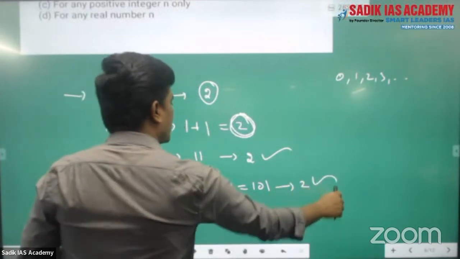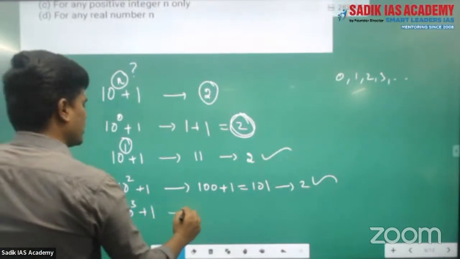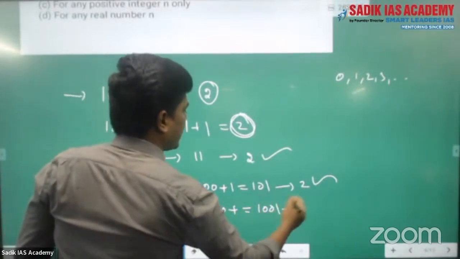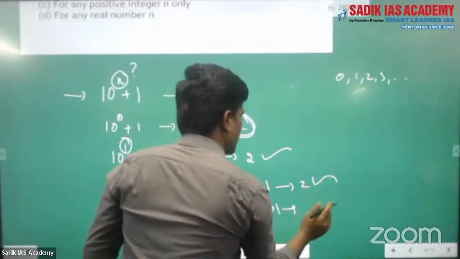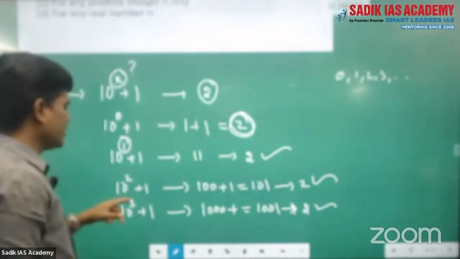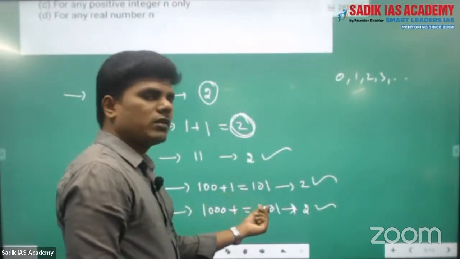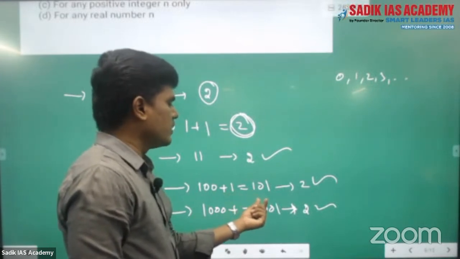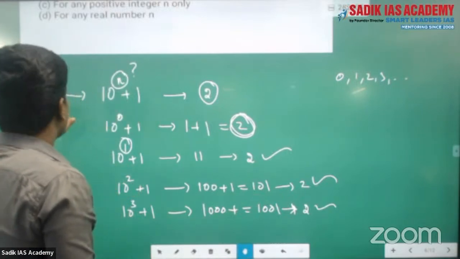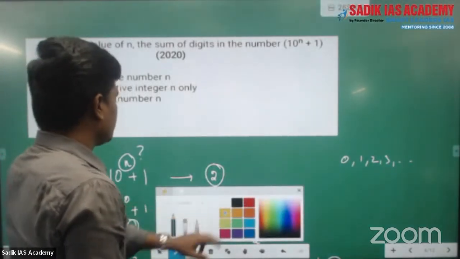2. Satisfying the condition. Even if you take 3, 10 power 3 plus 1, that means 1000 plus 1. That is 1001. If I add all the digits, 2 I'm getting. So this is also satisfying. Similarly, if you take n value 4 or 5 or 6, you are going to get a number. If we add the digits of that number, you are going to get 2 only. So option 2 is satisfying the given condition. So for that, the answer is this one.